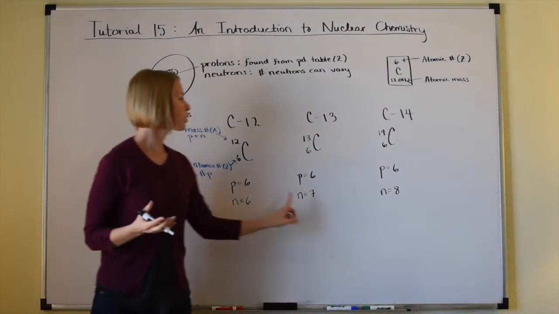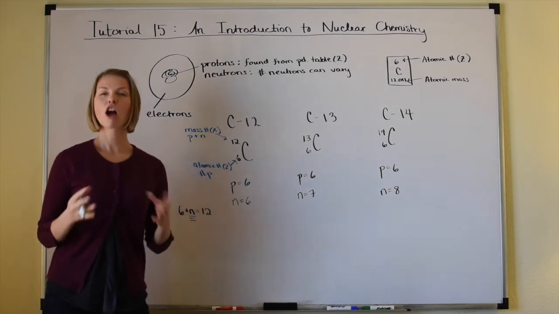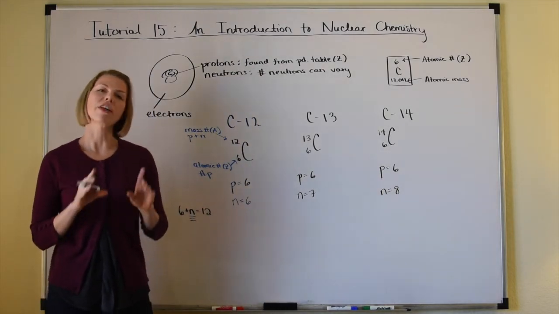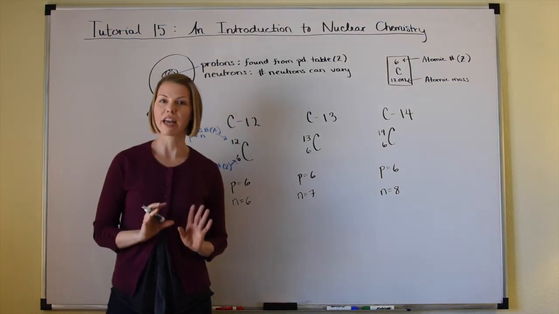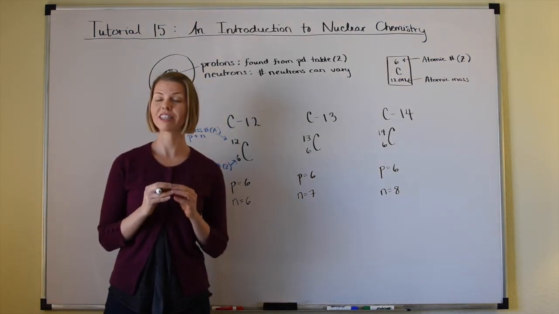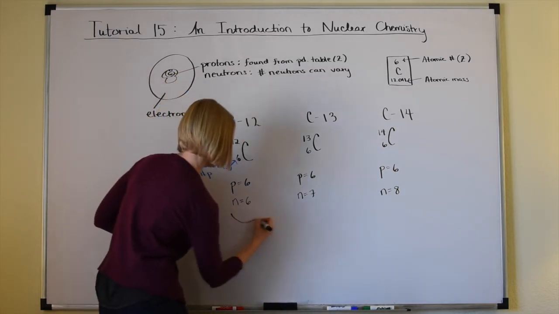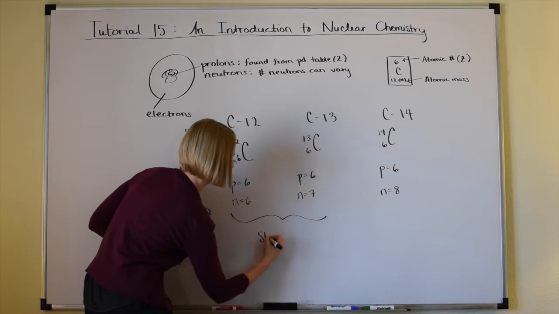Well, these first 2 isotopes of carbon, carbon-12 and carbon-13, are stable. They do not undergo spontaneous changes within their nucleus. They do not undergo nuclear reactions. So I'm going to label that here. I'm going to write that these 2 are stable.